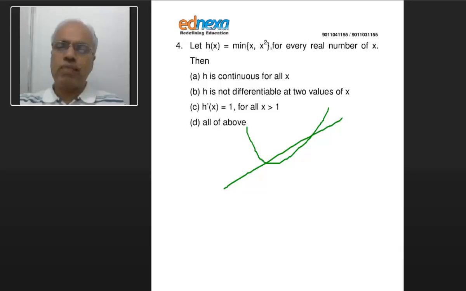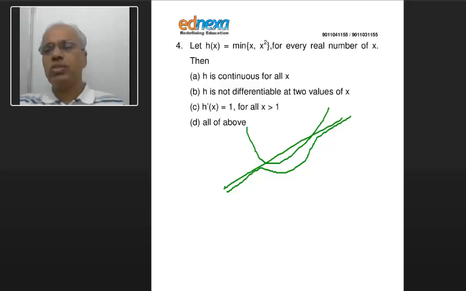So that means your graph is this. I'll draw it here again. Your graph, this is your graph. So your graph looks something like this. This point is 0, this point is 1. And you can see very clearly the graph is continuous. There is no break. So it is continuous for all x.